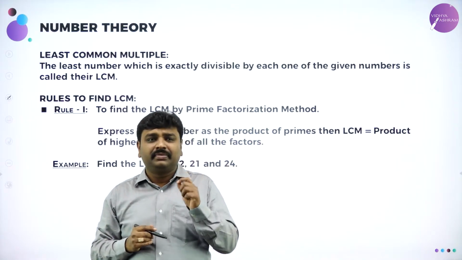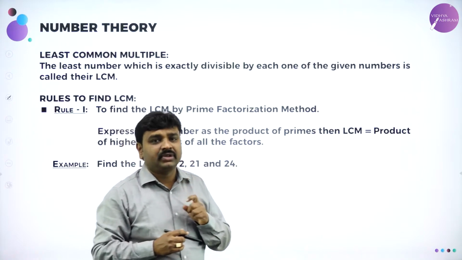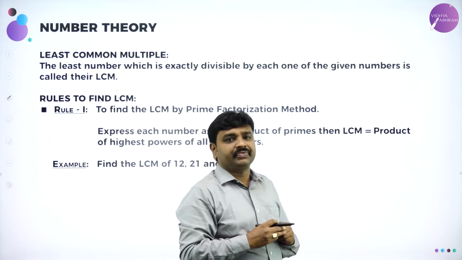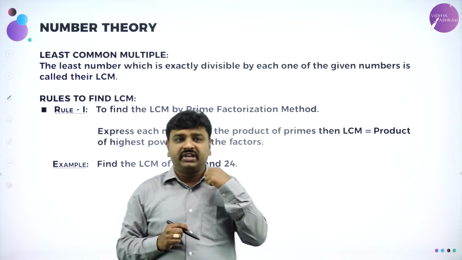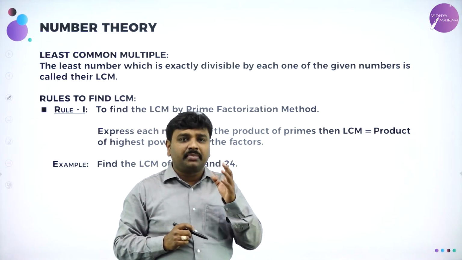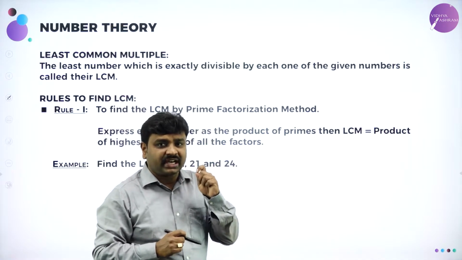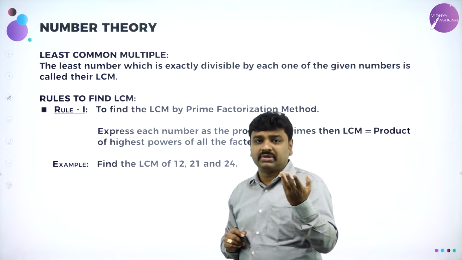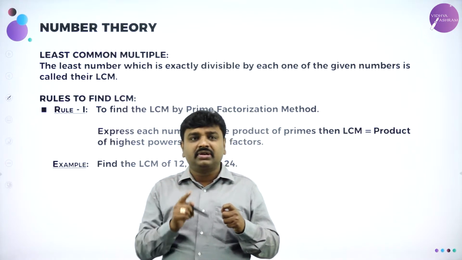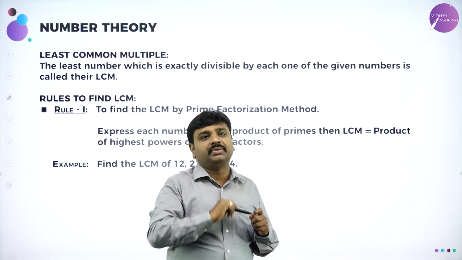LCM, what is LCM? Least common multiple. How to find least common multiple? If I give different numbers, for all the numbers you can find LCM. The least common multiple means the number which is exactly divisible by each one of the given numbers. When they give two or more numbers, the least common multiple should be divisible by each number.